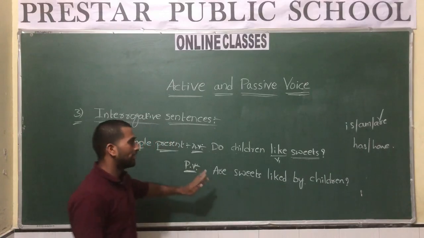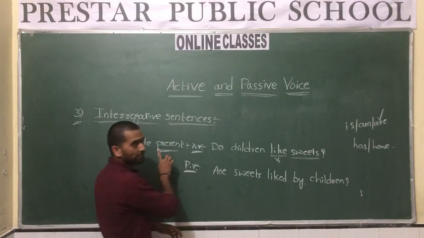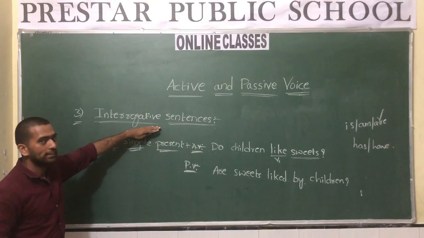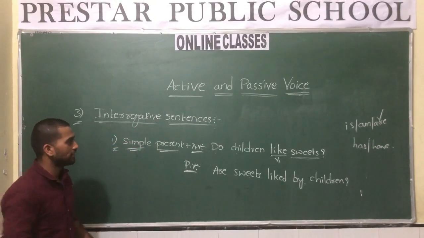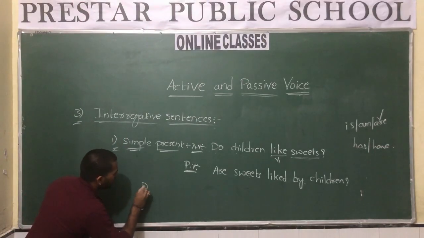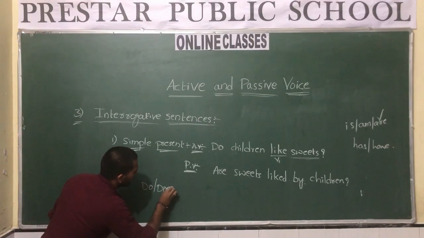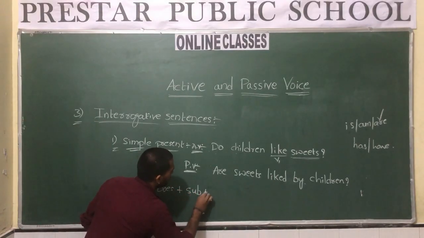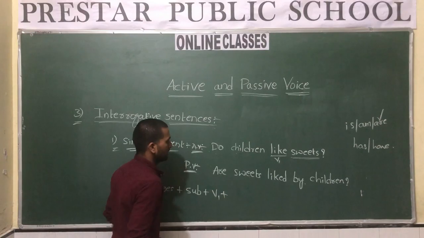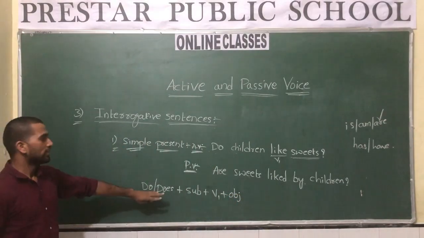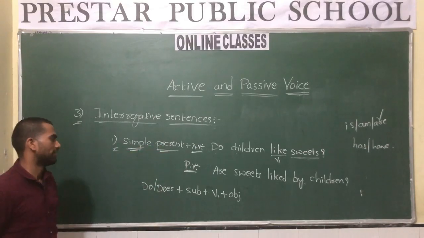So I will give you the pattern. Just don't worry. If you see an interrogative sentence in simple present tense, it follows the following structure. See, do or does plus subject plus V1 plus object. This is the interrogative sentence which is in simple present tense.